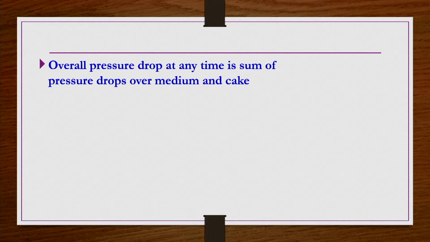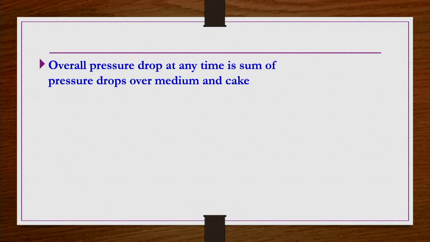Now, what we understand from here is that there are two resistances, so obviously there will be two pressure drops. The overall pressure drop at any time is going to be the sum of the pressure drop across the cake formed and the pressure drop across the filter medium. When you add these two pressure drops together, you get the overall pressure drop for that given cake filtration system at any given time.